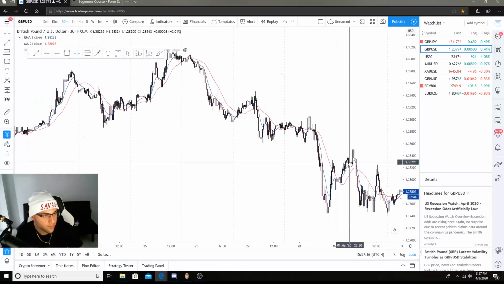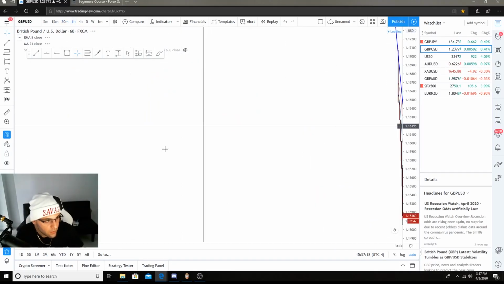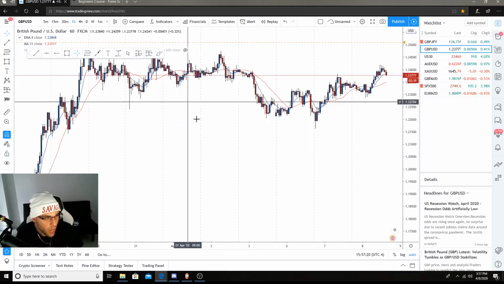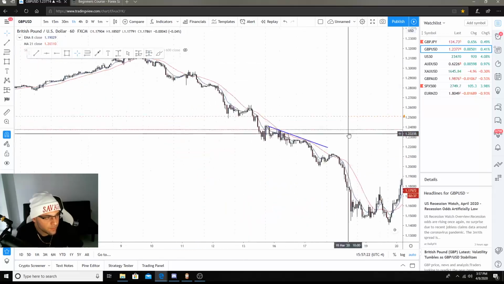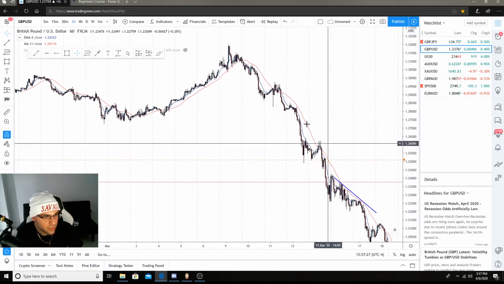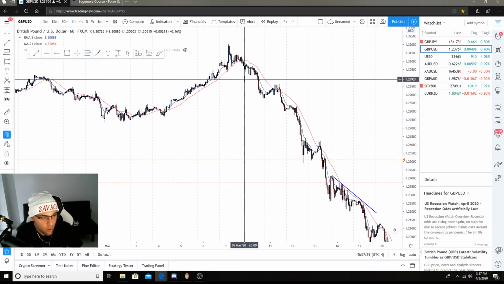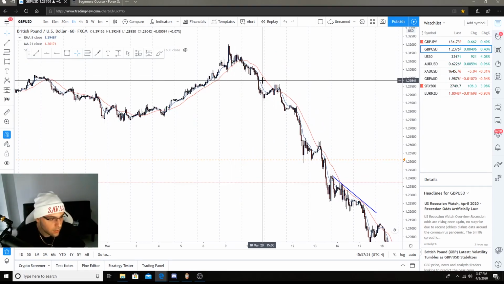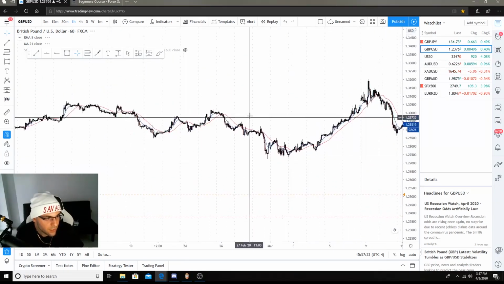30 minute here. Just go to the 1 hour, better. Starting to look choppy and not make sense to me. Yeah, this is actually crazy. Look at this thing. This thing was on a downtrend since March. Oh my God. 9th. Insane.